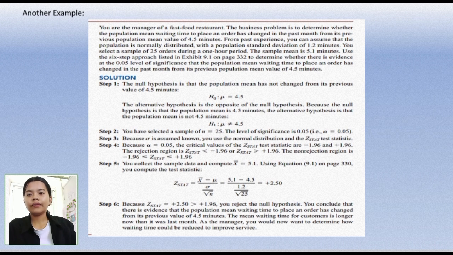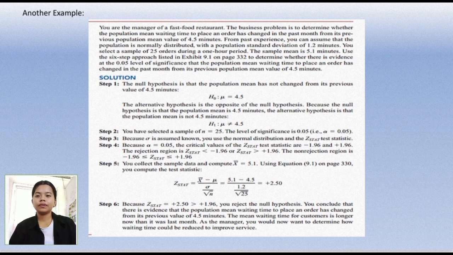The sample mean is 5.21 minutes. Use the 6 steps approach to determine whether there is evidence at the 0.05 level of significance that the population mean waiting time to place an order has changed in the past month from its previous population mean value of 4.5 minutes. In the solution, first step is state the null hypothesis and the alternative hypothesis. So the null hypothesis here is 4.5 minutes. Alternative hypothesis is opposite of the null hypothesis, so the alternative hypothesis is not equal to 4.5 minutes.